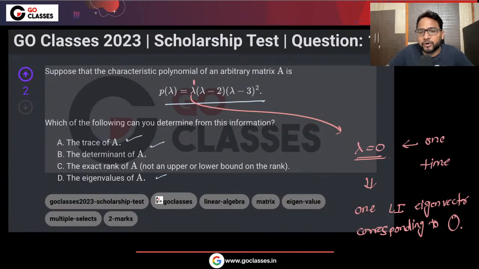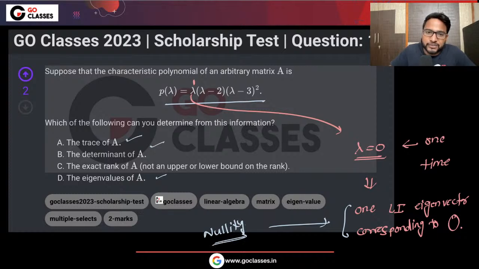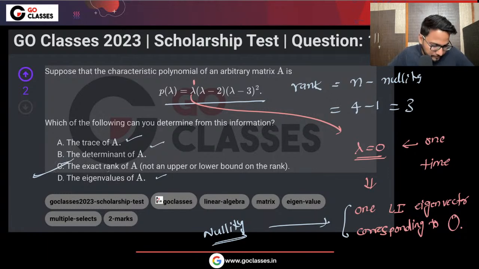But here it is exactly equal to 1, and that is what nullity is. Since the nullity is 1, you can find the rank. The degree of this polynomial is 2 plus 1, 3, and 4, right? So rank will be n minus nullity, which is 4 minus 1, which is 3. So you can find the exact rank, and that's how you can solve this particular question.